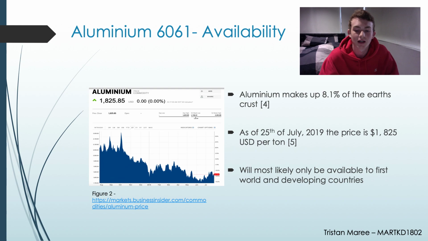However, its price as of 25th of July 2019 is stated to be $1,825 per ton. This poses a problem for the third world and underdeveloping countries, as they might not have the funding or resources to manufacture these aluminium bicycle frames. I will now hand you over to Scott to discuss the material steel.